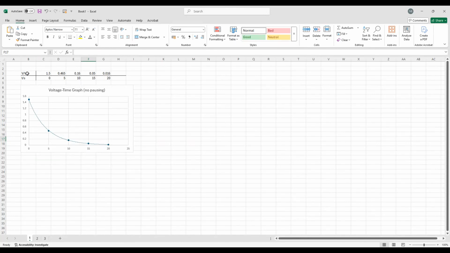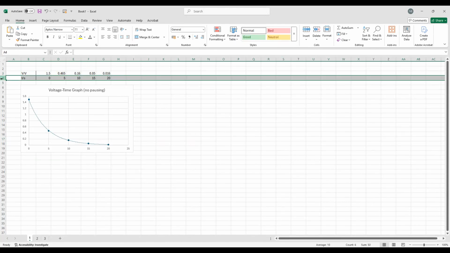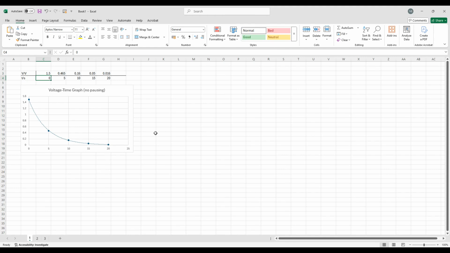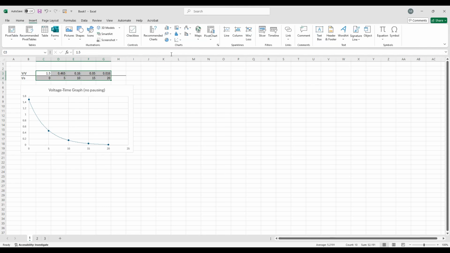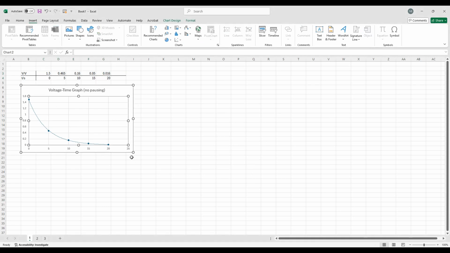So what I've done here is I've done that experiment. I've recorded the time, and I've done it from a 0 mark, 5 seconds later, 10 seconds later, 15, 20. We started with a voltage of 1.5, and I did my best to get these data readings here, despite the fact that the values were changing rather quickly. I highlighted it, went to Insert, and a scatter graph, and this is the graph that we end up with.